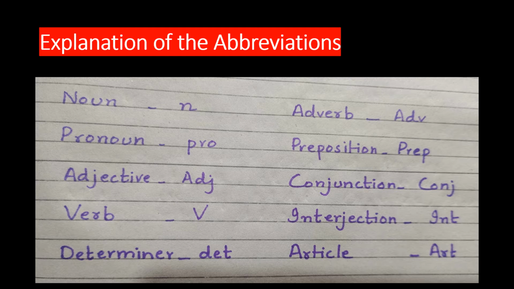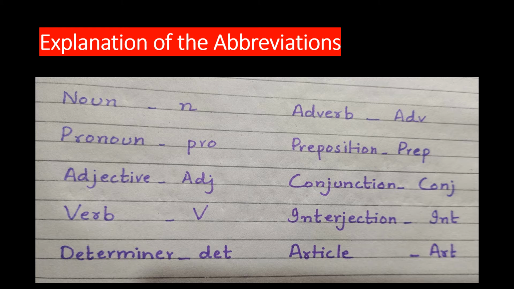First of all, we will see the explanation of the abbreviations of parts of speech that we will be using in this video. For noun, there will be N. For pronoun, there will be PRO. For adjective, there will be ADJ. For verb, there will be V. For determiner, there will be DET. For adverb, there will be adv.